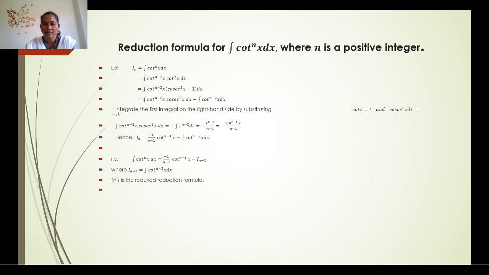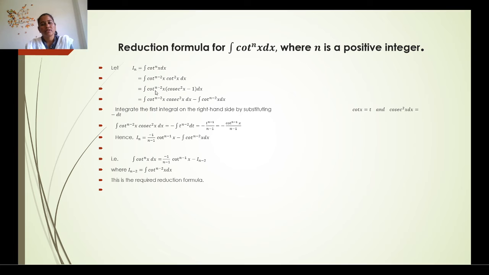The fourth trigonometric reduction formula is the integral of cot to the power of nx dx, where n is a positive integer. So here also we have to follow the same procedure as earlier we followed for tan to the power of nx dx. Let us see, first in the LHS we represent I_n is equal to the integral of cot to the power of nx dx, then divide and multiply by cot square x. This multiplication and division becomes cot to the power of n minus 2x.